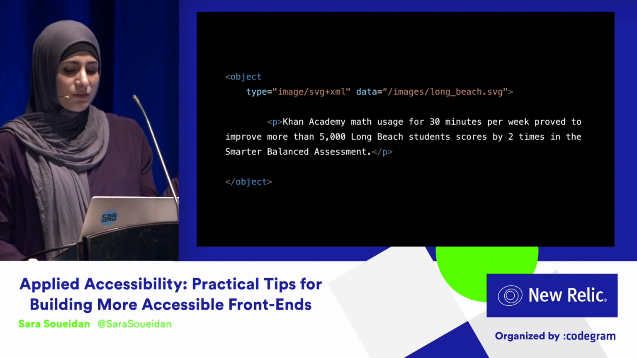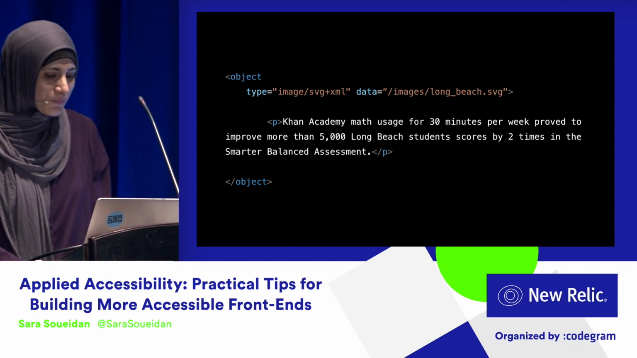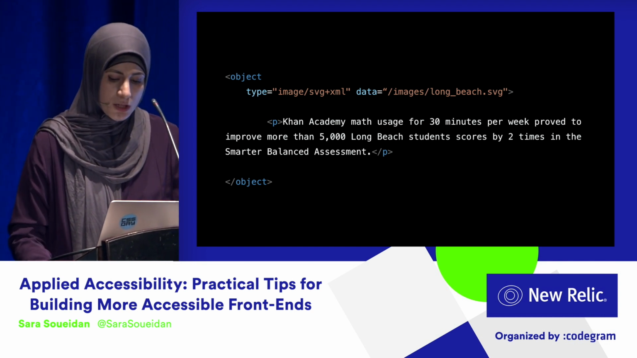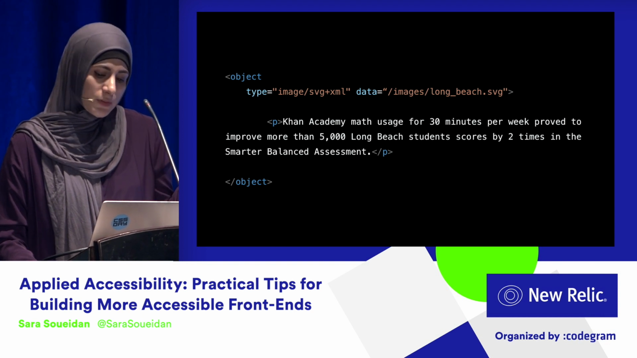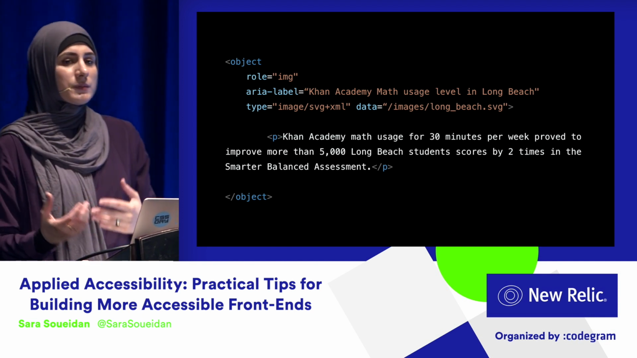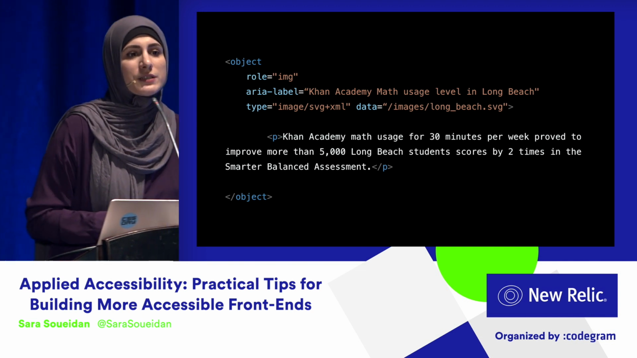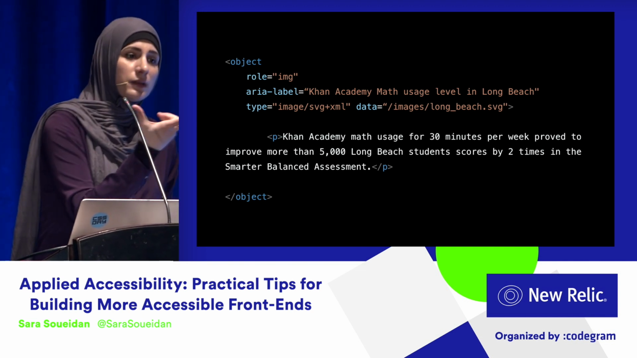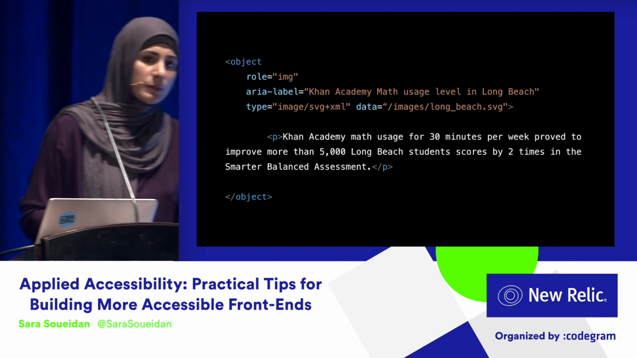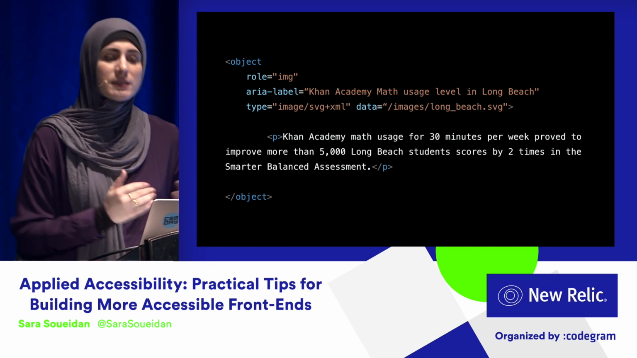First, it was being announced as a frame and using the file name as a name. That wasn't very useful. So the first thing that I did was I added a role image to the object so that it's announced as an image. And yeah, now it's being announced as an image. And because an image needs a name, just like the alt attribute on an image tag, I used aria-label to give that image a description. The title of that image describes the content of that image, but it's not the content of that image. It's just a title for what they're seeing, "Math usage in Long Beach." But it's not the data itself.